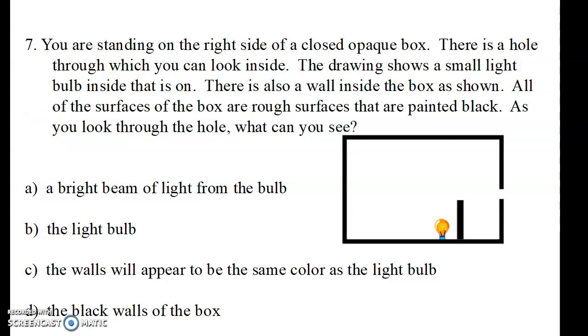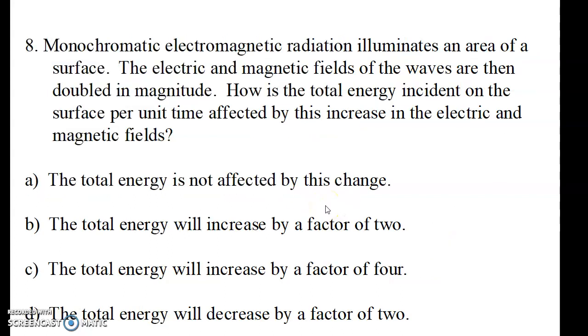If you're standing on the side of an opaque closed box, there's a hole right here. There's a light here. You look through this. All these walls are painted black. What do you see? And the answer is E, nothing. None of the light here is on a direct line with this. So there is no way any light could get through it. All the black surfaces would absorb the light that was emitted by the light bulb.